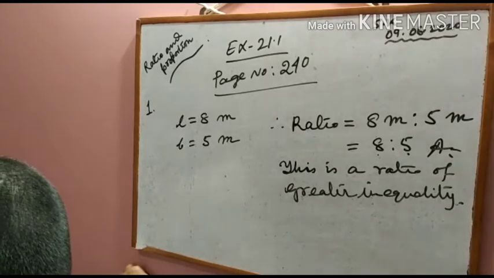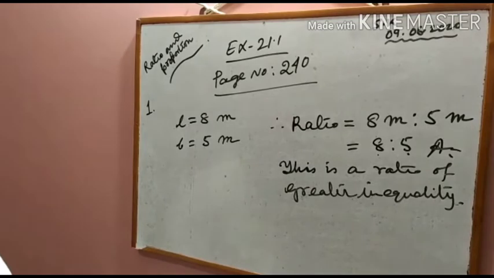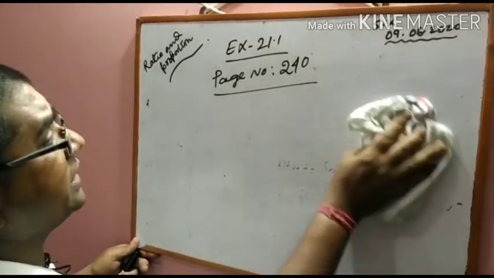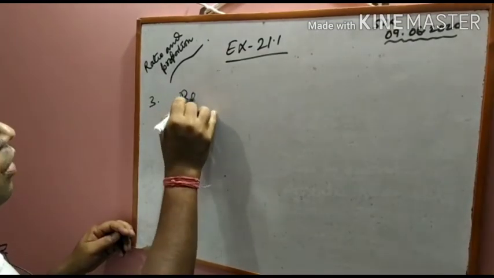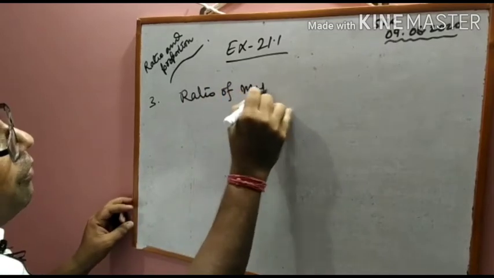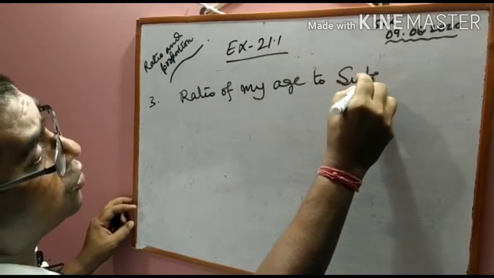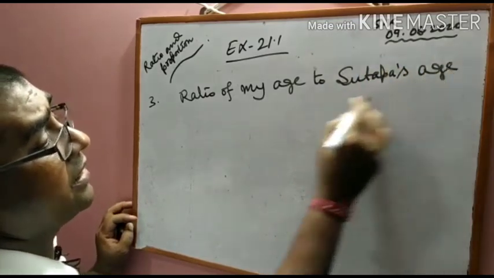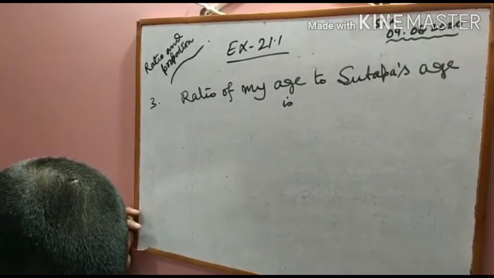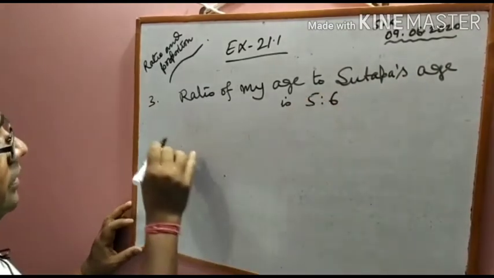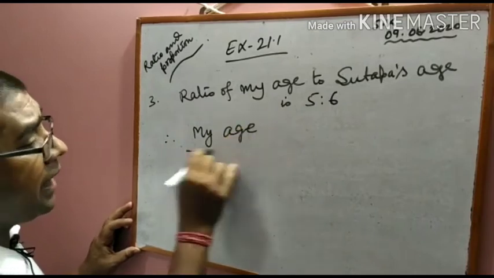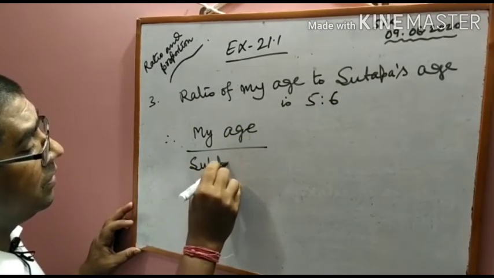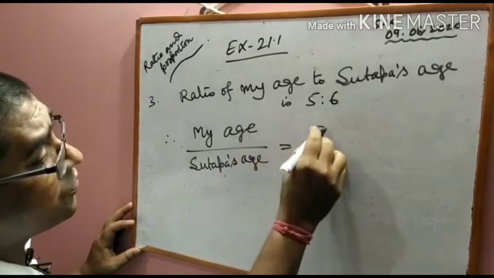Now question number 3, the ratio of my age to Shutopa's age is 5:6. So in question number 3, ratio of my age to Shutopa's age is 5:6. We can write it in this form: my age by Shutopa's age equals to 5/6.